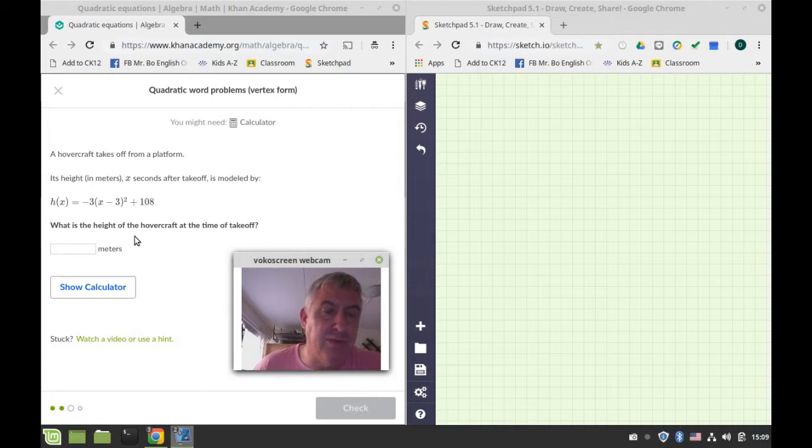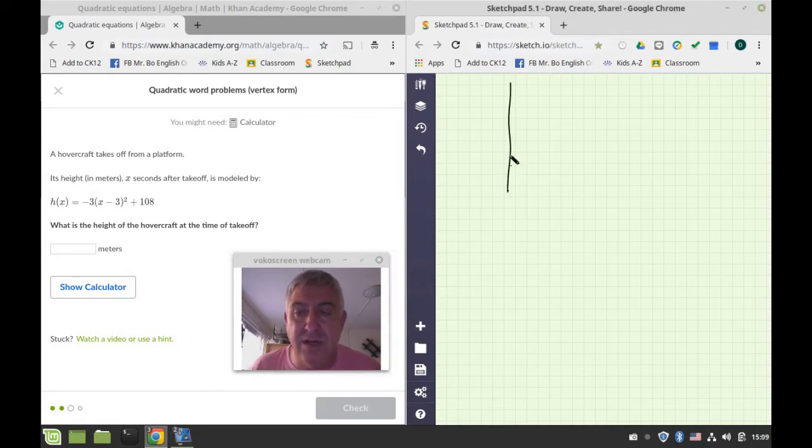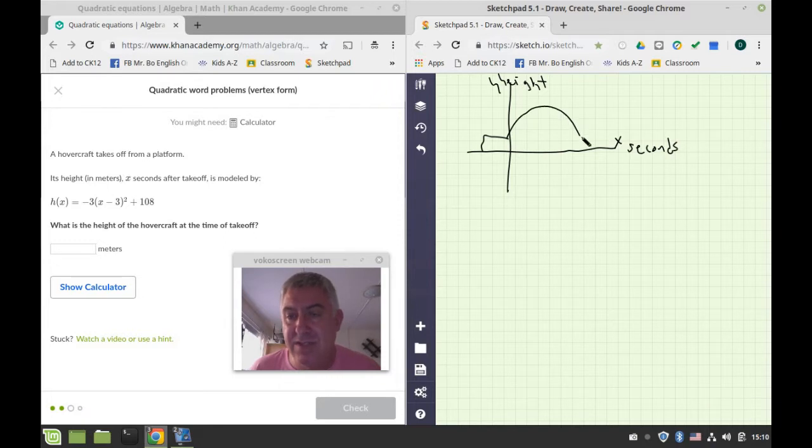Okay, here's our question number 3 on this problem. A hovercraft takes off from a platform. Its height in meters, x seconds after takeoff, is modeled by... So over here, here's my graph, and over here I have seconds, which we're calling x. And over here I have height, which we're calling h. All right, and so it takes off from a platform. So here's my platform, and it's going to take off, and it's going to come down some seconds later.